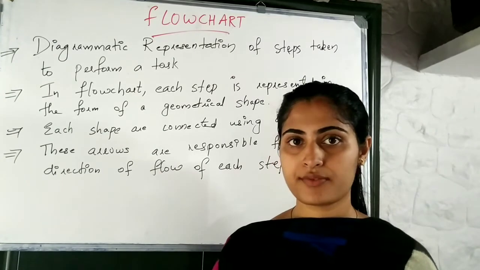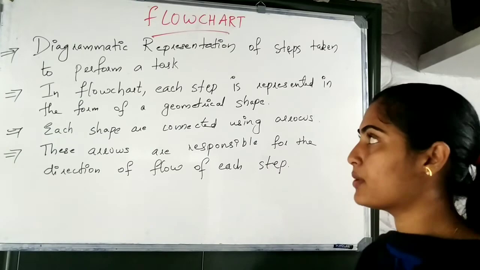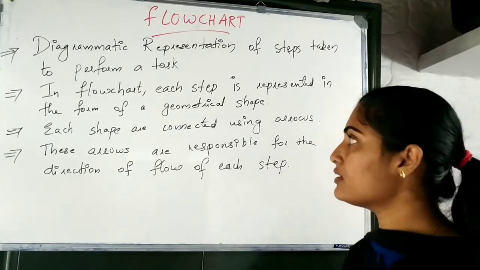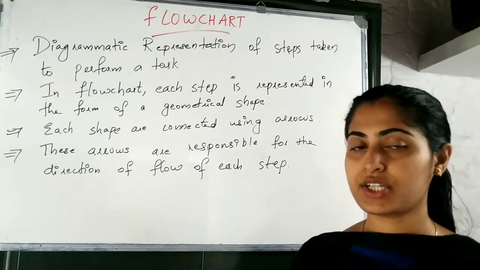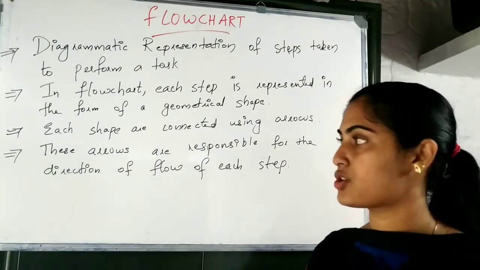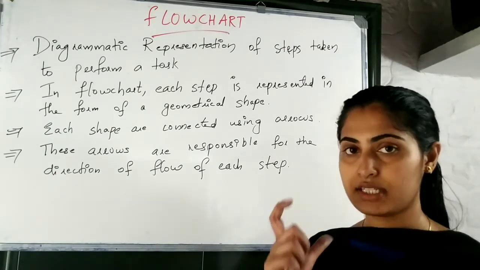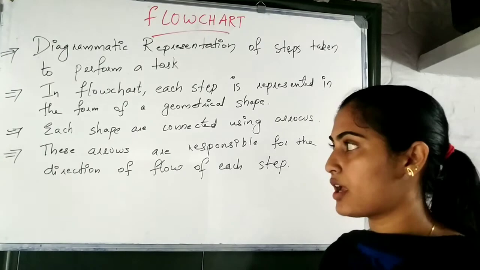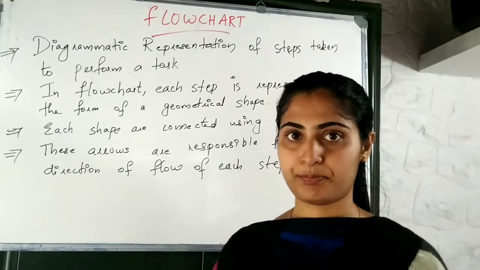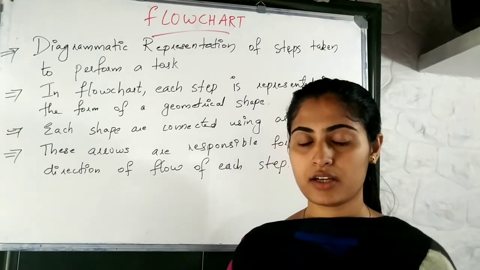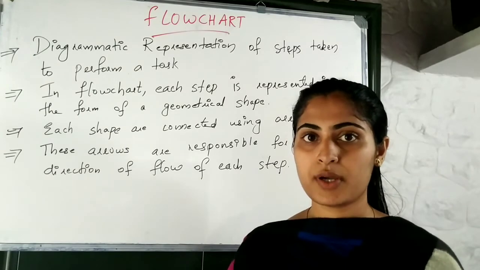So flowchart means it is a diagrammatic representation of the steps taken to perform a task. And in flowchart, each step is represented in the form of geometrical shapes. Different shapes are being used inside a flowchart. Each shape is connected using arrows. For connecting each shape, we use arrows. And these arrows are responsible for the direction of flow of each step. So we'll study about each shape and how the flow of the steps goes by using an example.